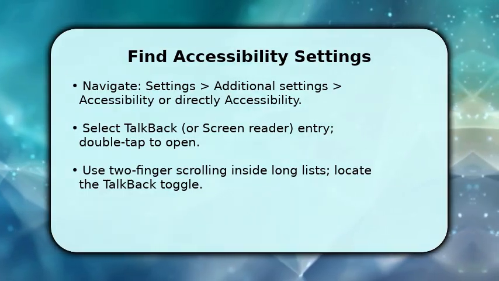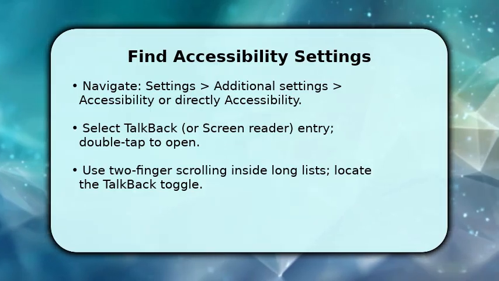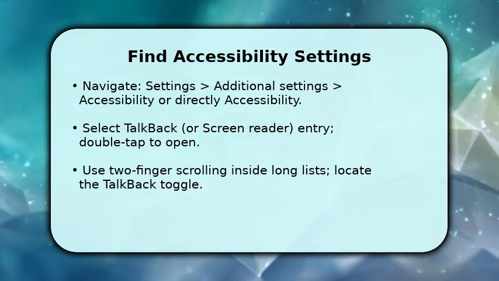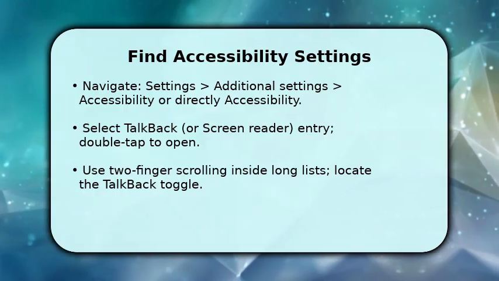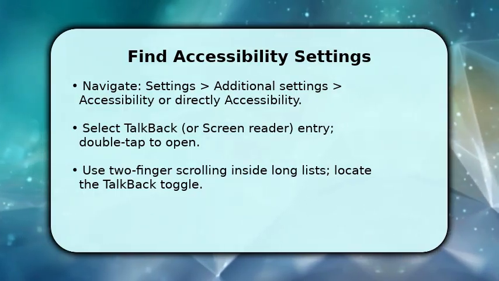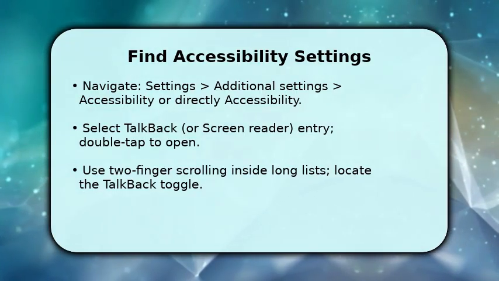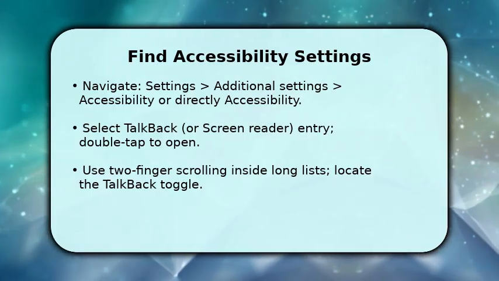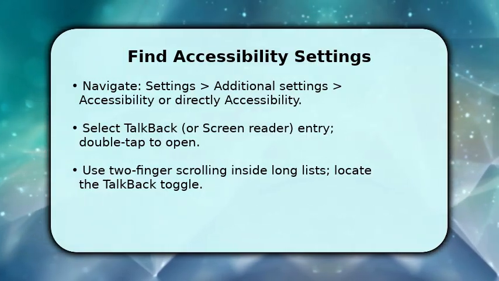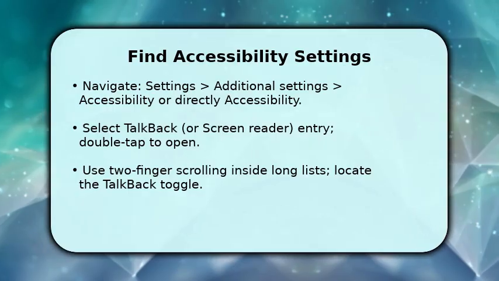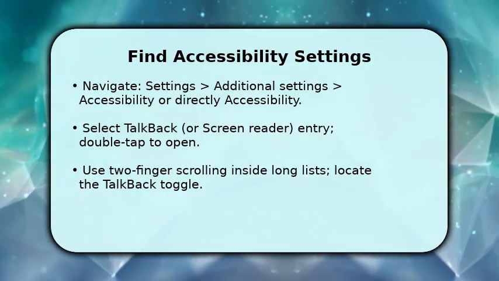Use double tap to open the accessibility menu while Talkback is enabled, and two-finger scroll to move through long lists. Once you find Talkback, double tap the entry to open its controls. This screen shows the toggle and any service permissions. We're here to disable the service, so confirm you're on the Talkback settings page before changing anything.